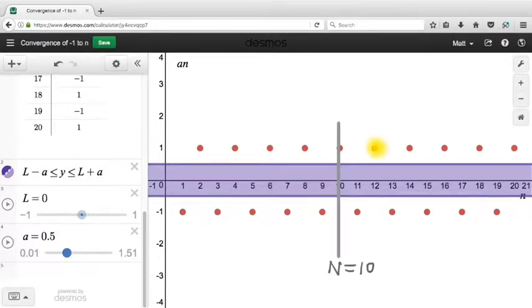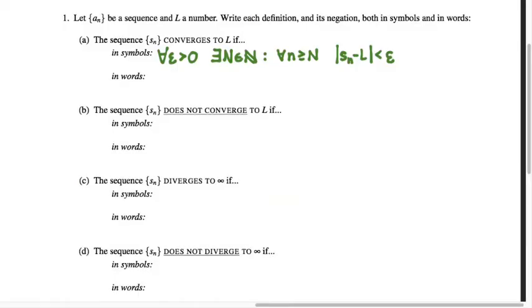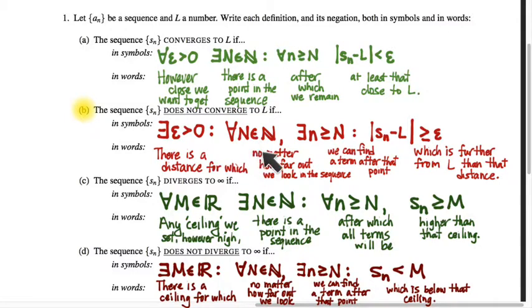So there exists an n, in this case that n would be equal to 12, which is greater than or equal to 10, for which the absolute value of Sn minus 0 is greater than or equal to 1/2. Why? Because for that term, the value of that term is equal to 1, and 1 is greater than 1/2. Right? So this is the intuition, and this is why I recommend that you be very specific in how you choose your epsilon to really bring home the point to the reader that the rest of this will be satisfied.